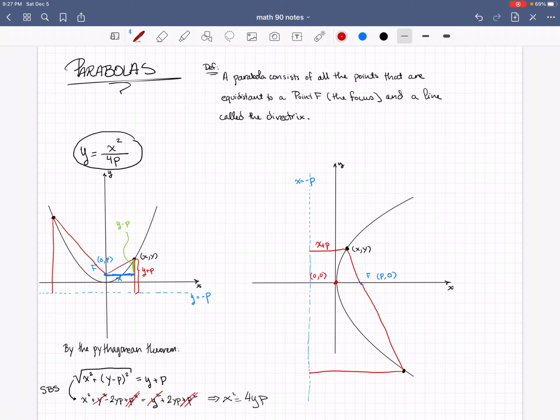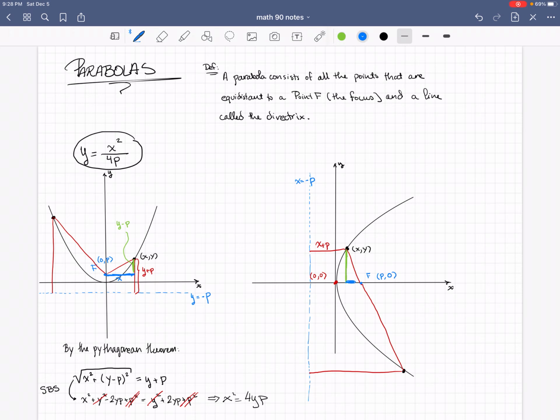So again, this should feel very, very similar to the example that we just did on the left. And you see that the distance from the point to the directrix there was y plus p. Okay, so very, very similar mechanics. Just like in the previous example, when we were talking about the distance from the point to the focus, we constructed a right triangle. We're going to do much the same thing here. So we'll do the vertical length in green.